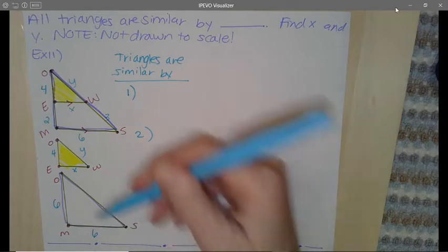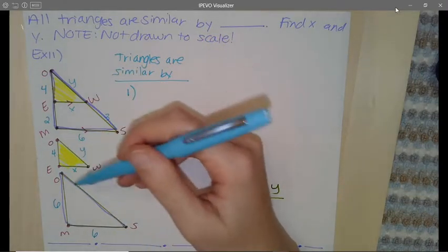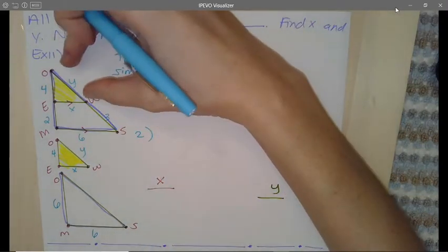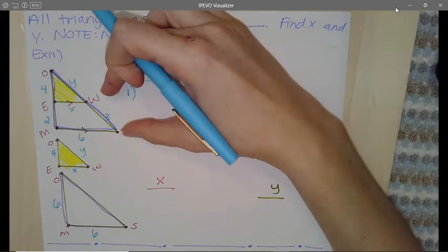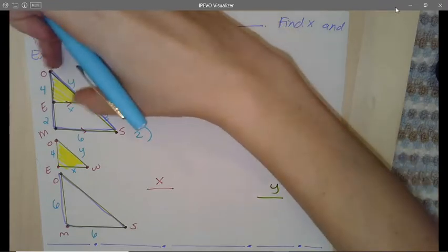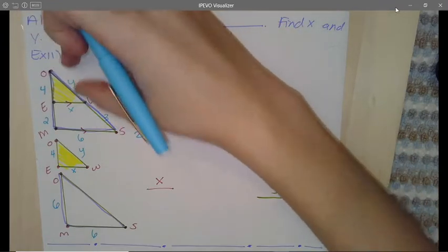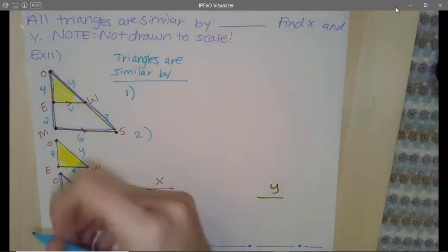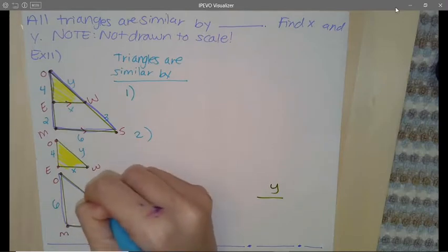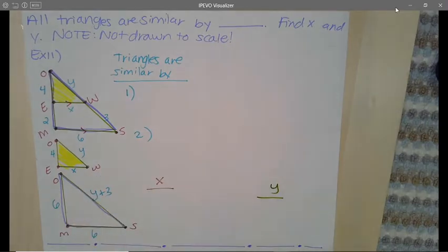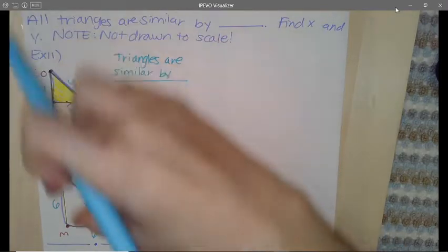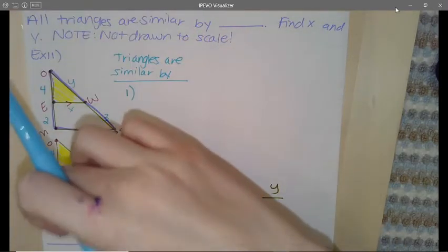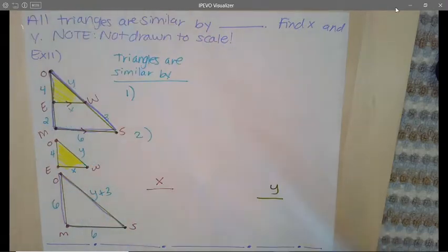And then I'm trying to find side OS as well. So OS, again, OW is y, and WS is 3. So to get OS, I need to add these two together, which y and 3 you can't add together. So I'm just going to write this as y plus 3. I know it looks a little weird, but I don't know the value of y yet, so I'm just going to leave it. When I know y, the way that we're going to find OS is by adding these two together.